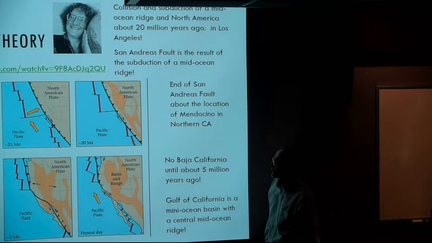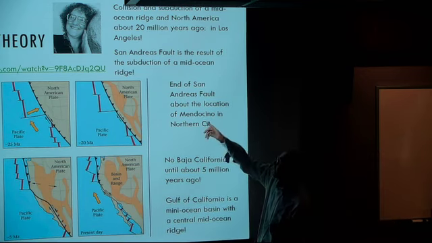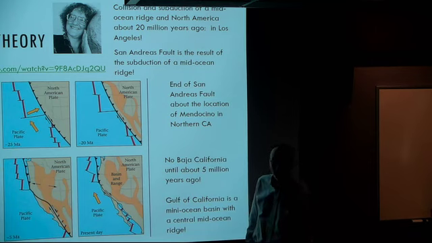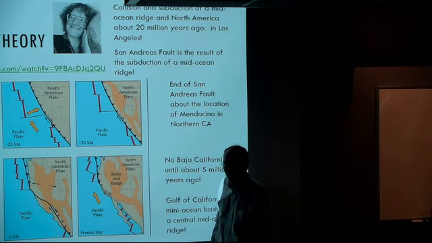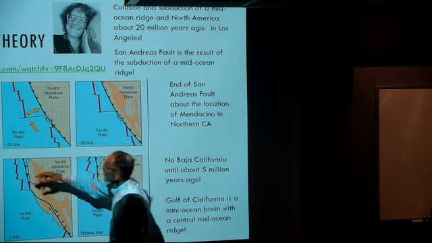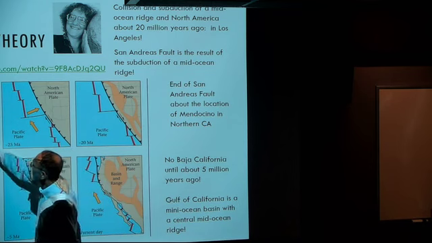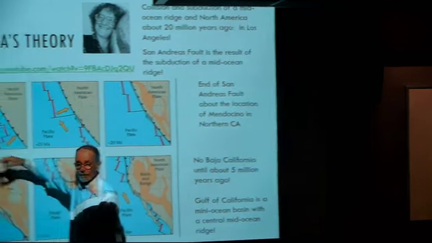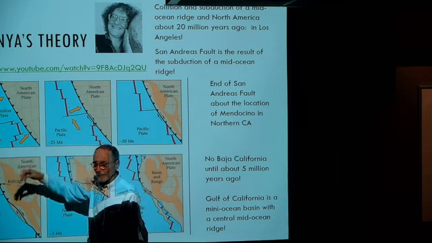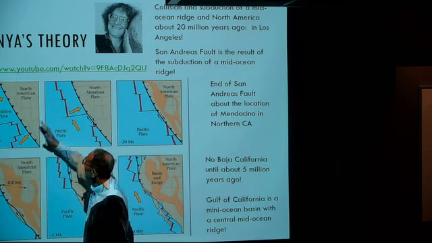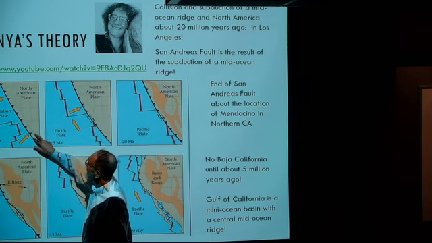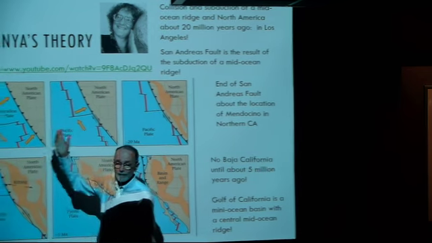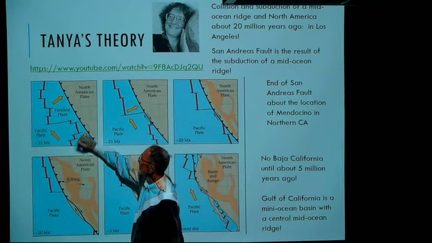On the first day of the class, we hailed Tanya Atwater as this wonderful scholar from Santa Barbara. And Tanya explained the origin of the San Andreas Fault back in about 1970 as the result of the subduction of a mid-ocean ridge spreading center like the East Pacific Rise or the Mid-Atlantic Ridge. So we started off 35 million years ago with a continental margin that looked a lot like South America with just a normal subduction system.